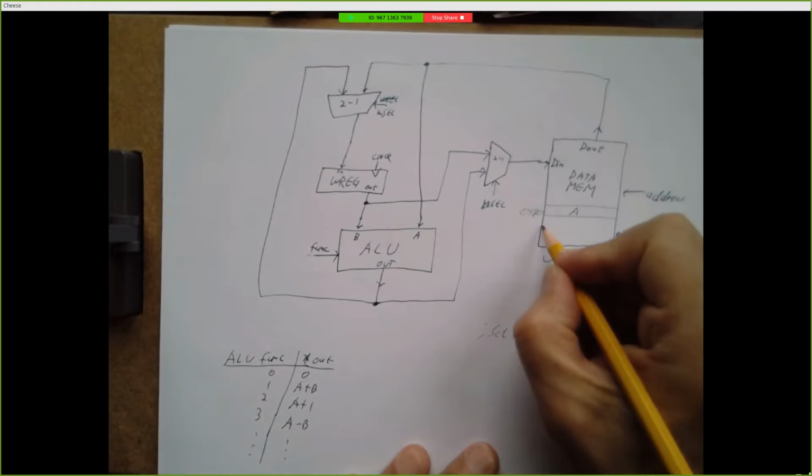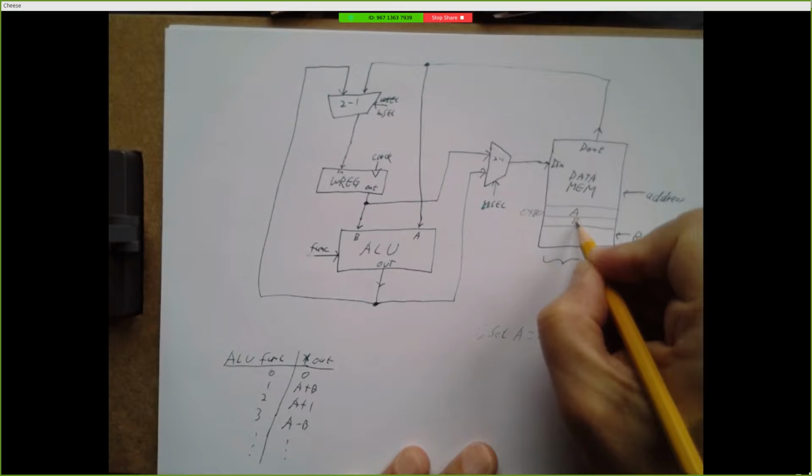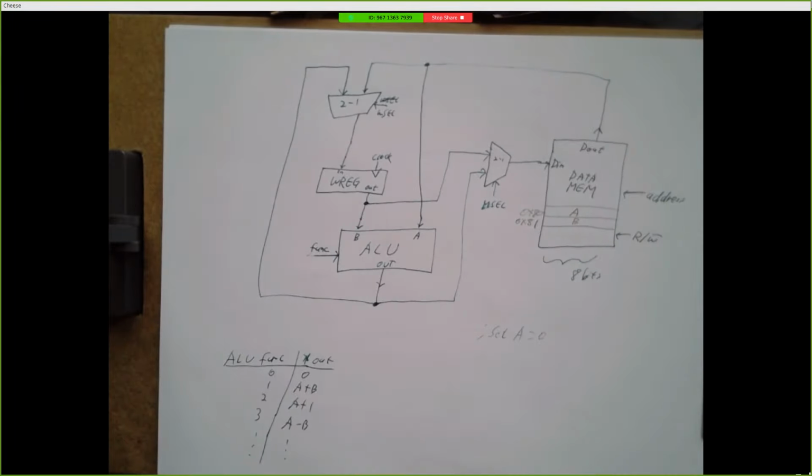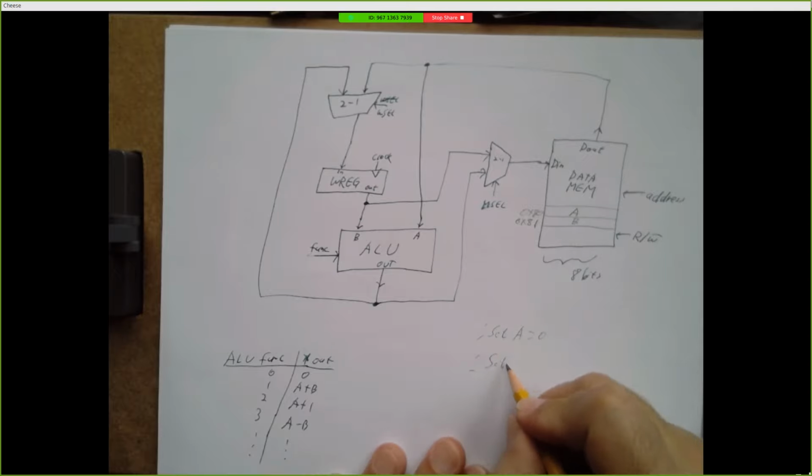All right, suppose we have another variable, B, and let's just say that's at file location 81 hex. And let's say we want to set B equal to B plus 1.